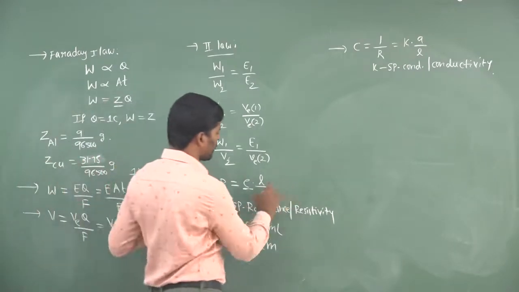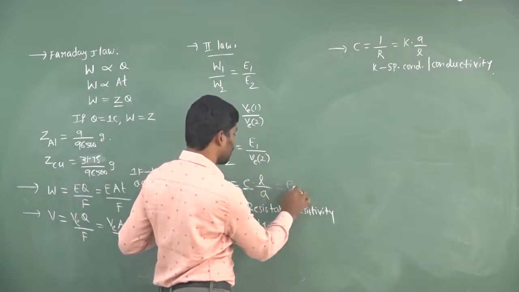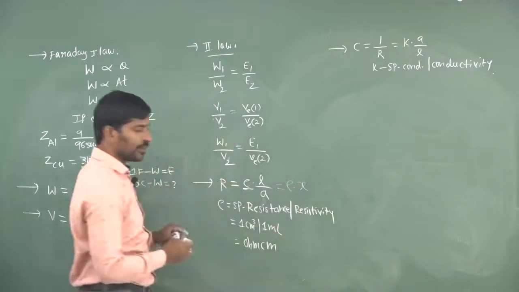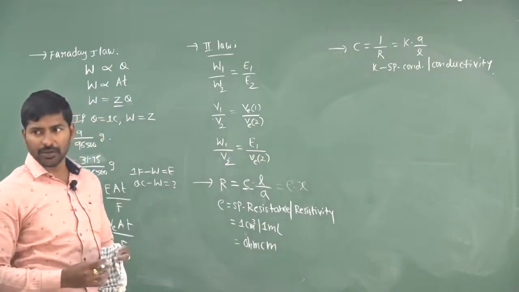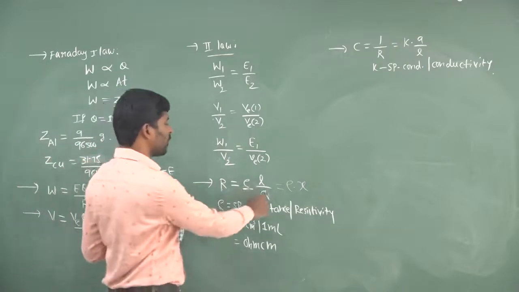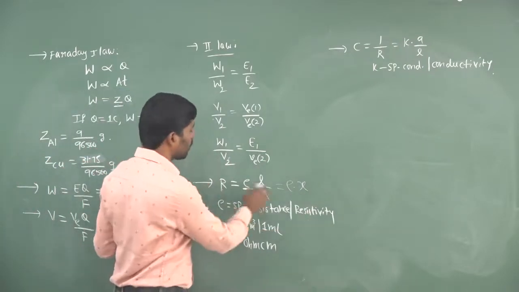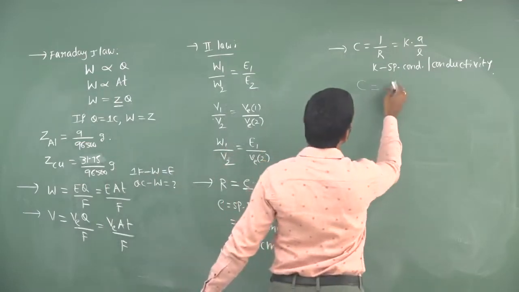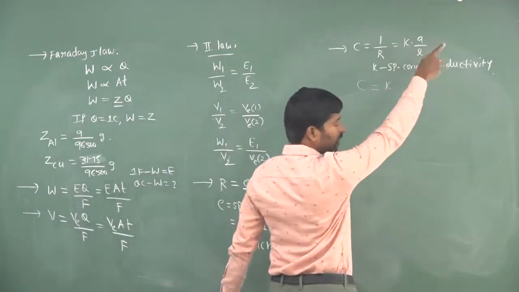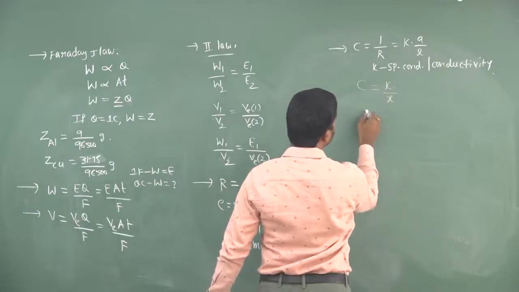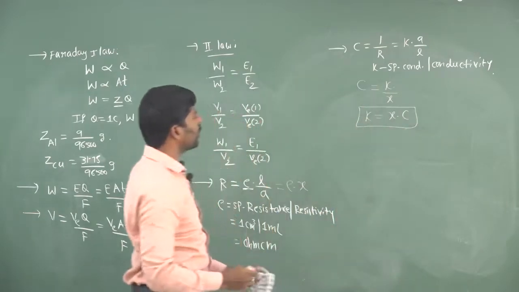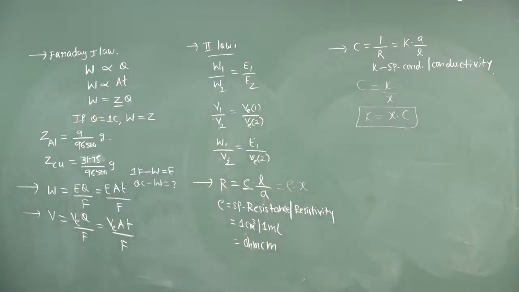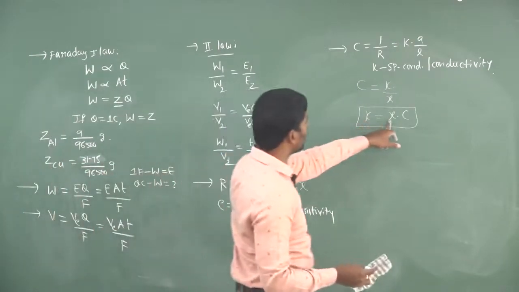L by A is also called what? Cell constant. So R is equal to rho into X, the cell constant. X is called the cell constant, unit is centimeter inverse or meter inverse. Similarly, here also C is equal to K into A by L, which is K by X. So K is equal to cell constant into conductance. Specific conductance is equal to cell constant into conductance.